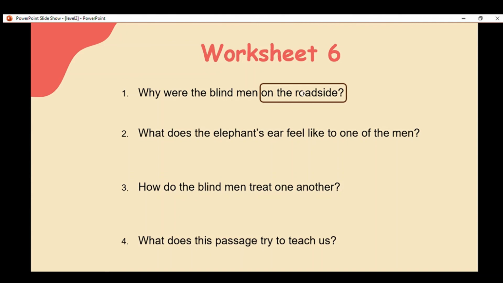Number 2. What does the elephant's ear feel like to one of the men? The clue here is the elephant's ear feel like. Find the words the elephant's ear feel like in the text. Then you can find the answer.